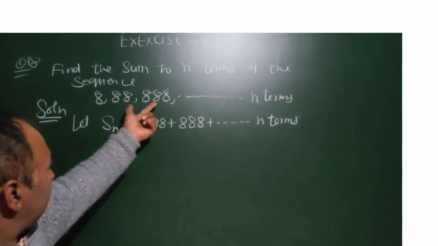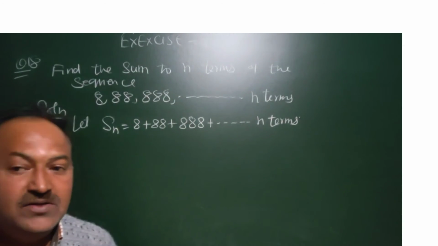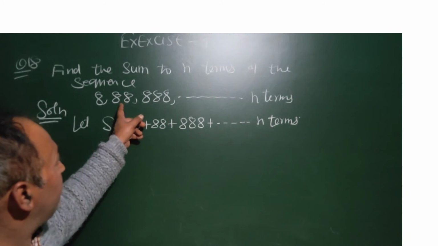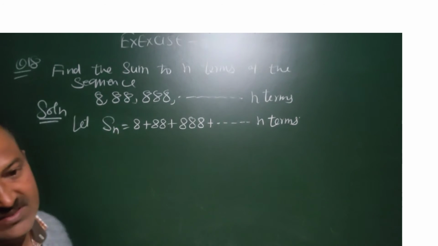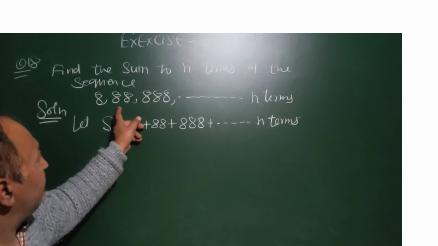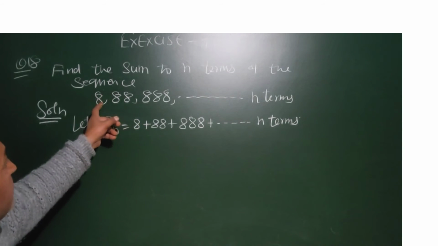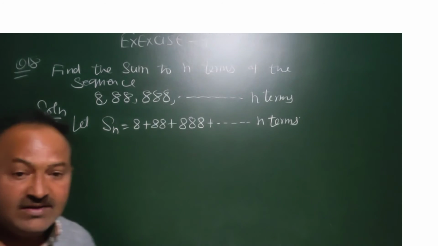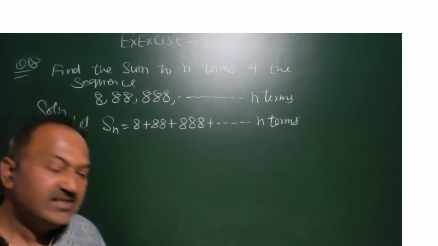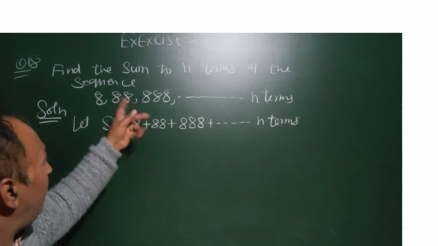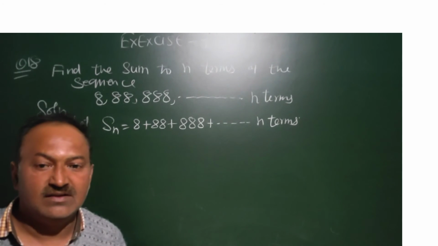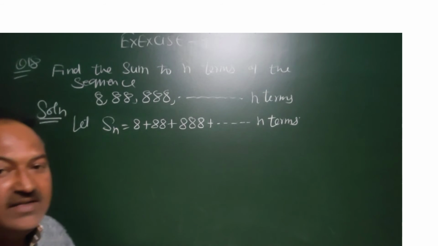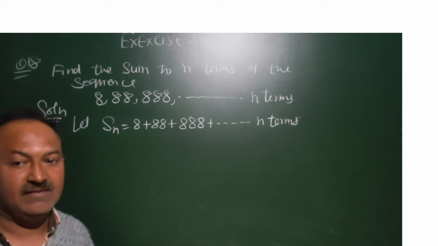But in this case, this sequence is neither an AP nor a GP. Because third minus second is not equal to second minus first. Third minus second is 800 and second minus first is 80. Hence, there is no common difference. Similarly, third upon second is not equal to second upon first. There is no common ratio between them. Hence, it is neither an AP nor a GP.